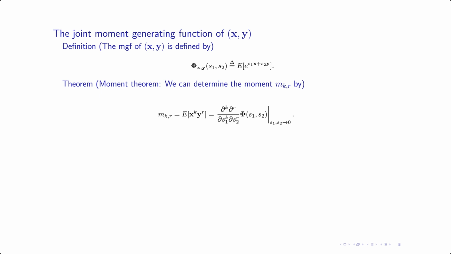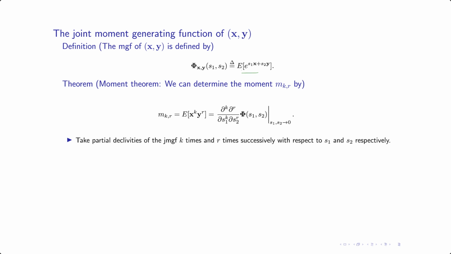A very simple theorem says that if you have the moment generating function, and you calculate the partial derivative of this function with respect to s1 k times, and with respect to s2 r times, in cascade, and then replace s1 and s2 by 0, you get the moment of (X, Y) of order k and r. The proof is very easy.